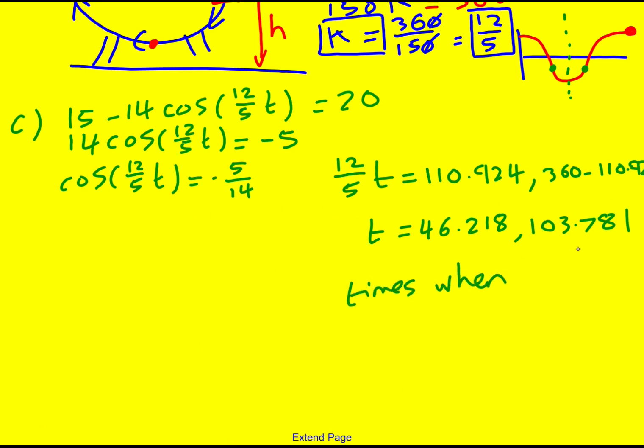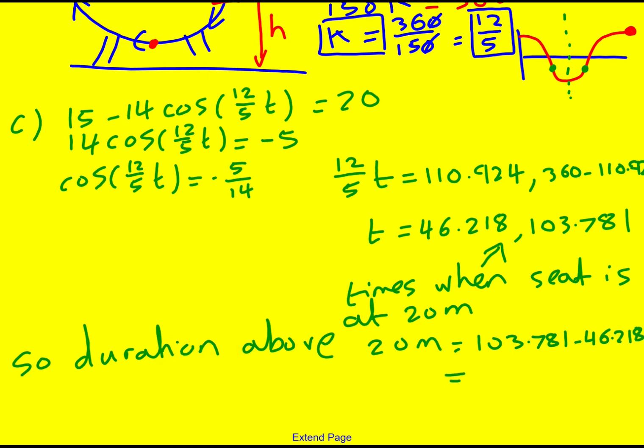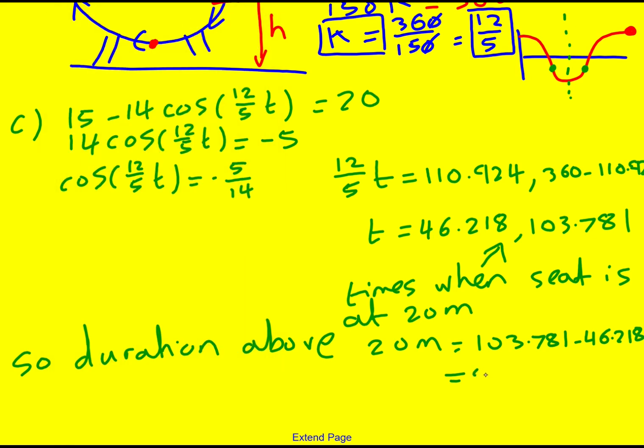So just to reiterate, times when the seat is at 20 meters. So the duration above 20 meters is going to be the difference. 57.563.